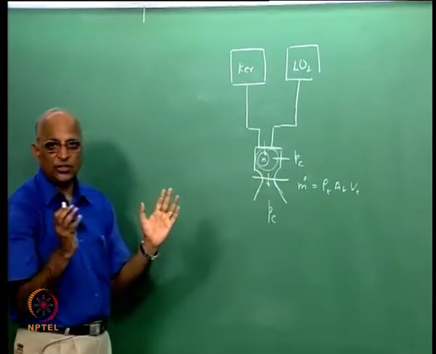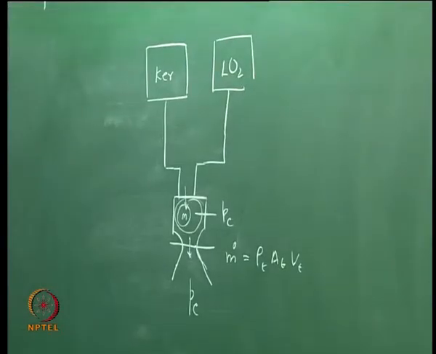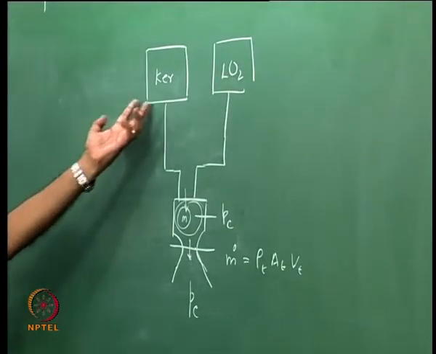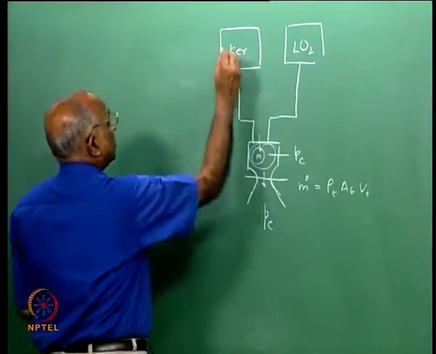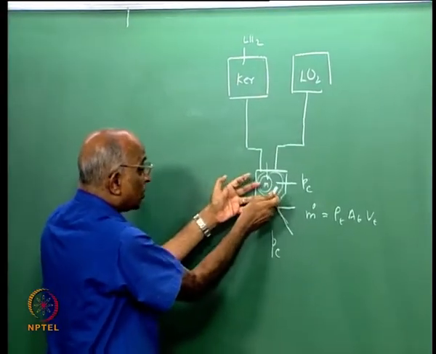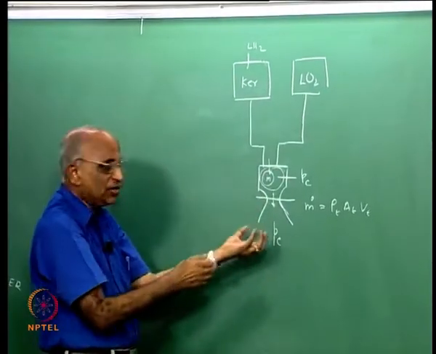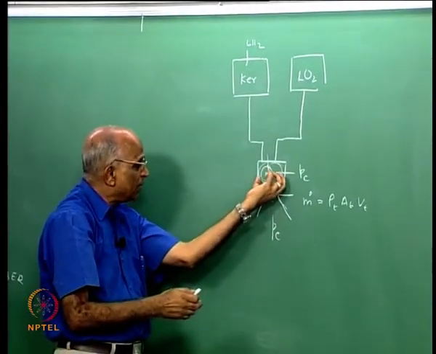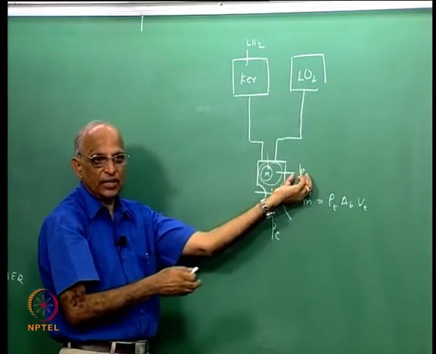Therefore, C star is representative of the chamber's ability to generate high pressure gases when some mass is flowing. If instead of kerosene and oxygen, I have liquid hydrogen and liquid oxygen, maybe the C star could be higher. Therefore, I would prefer this to this, and C star becomes a capacity of the chamber for a given propellant to generate high pressure gases.